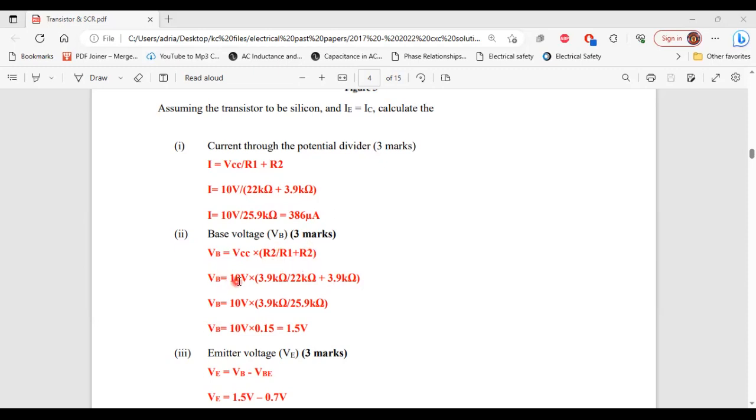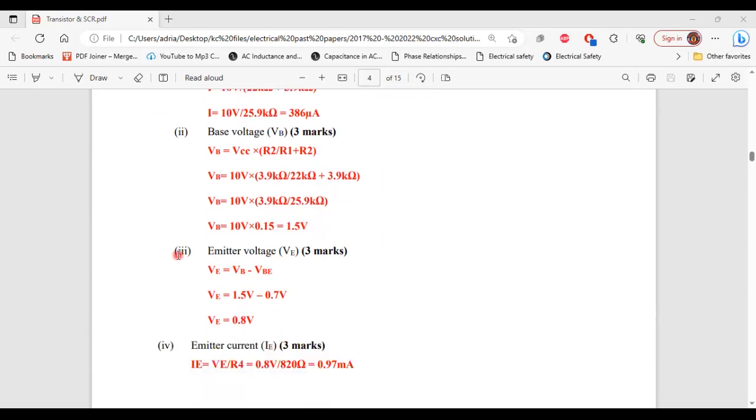That will give us 10 volts multiplied by, in brackets, 3.9 kilo ohm divided by 22 kilo ohm plus 3.9 kilo ohm. That will give us 10 volts multiplied by 3.9 kilo ohm divided by 25.9 kilo ohm. That will give us 10 volts multiplied by 0.15, equal to 1.5 volts. So this voltage here is the base voltage. So that's it for part two.